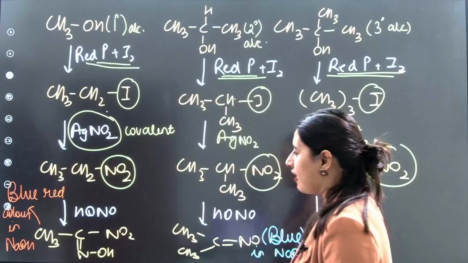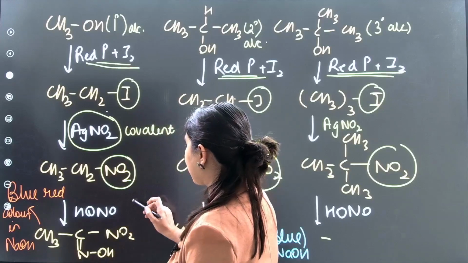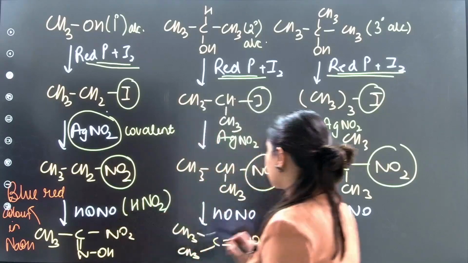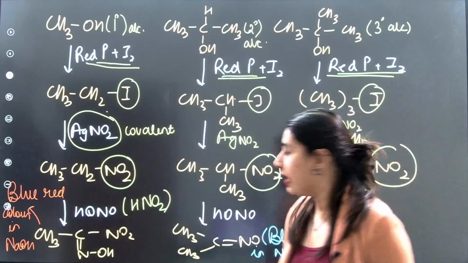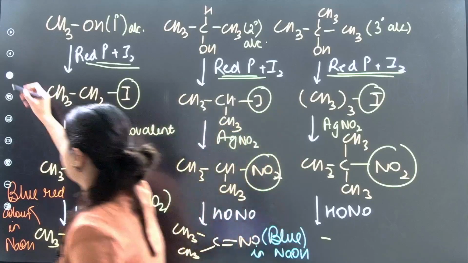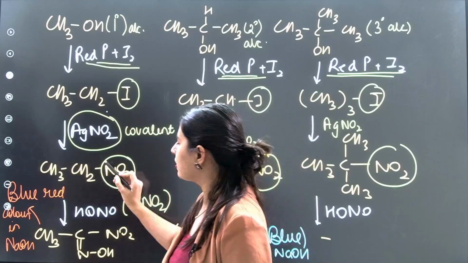Let's look at that. We are going to add nitrous acid. How I am writing nitrous acid is important. I'm not writing it like HNO2, I'm writing it as HONO for a reason. Let's see what you have to do in such cases. You have to remove water in such cases, from where? Adjacent to nitro.